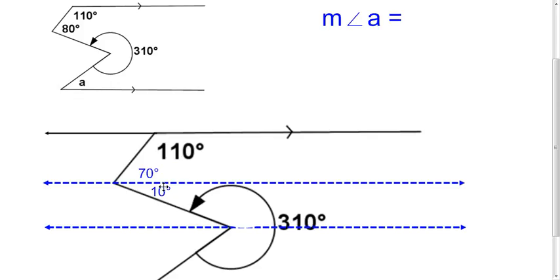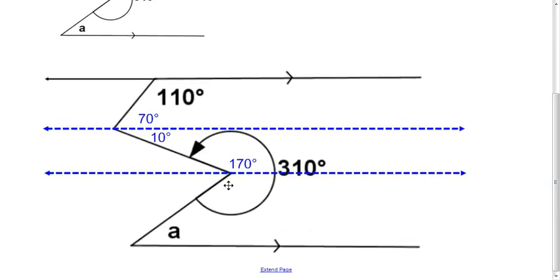Okay, so this is 10 degrees, same side interior, so these two must be supplementary. If that's 10, this one must be 170. And we know that this whole angle around here must be 310. So subtracting 310 and 170 gives us 140. And so 140 in A. Let's see, A's measure is going to be supplementary with 140 degrees, so A must be 40.